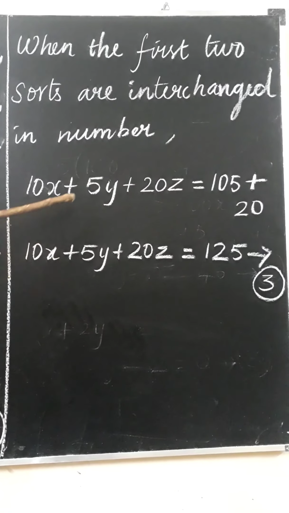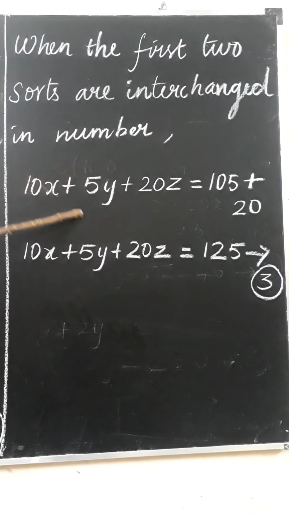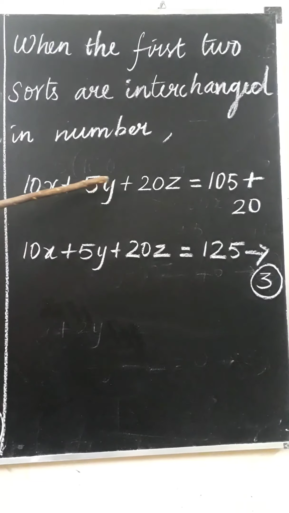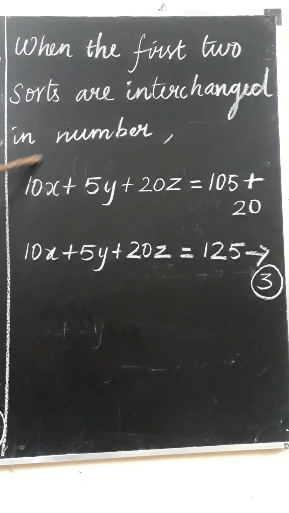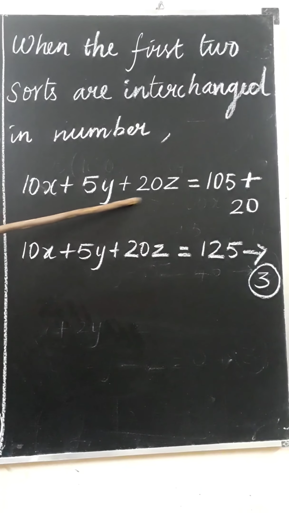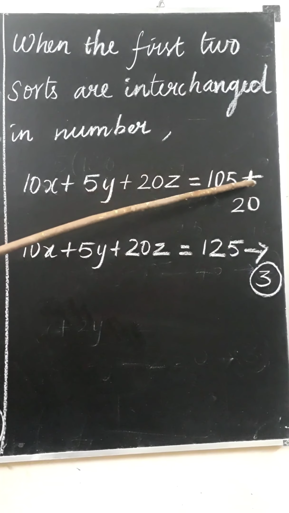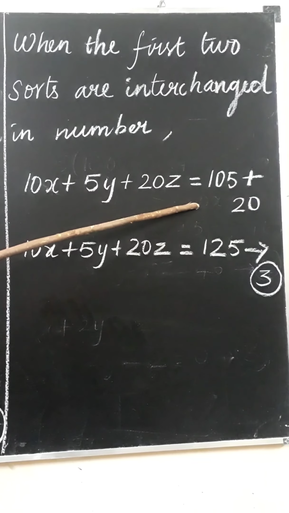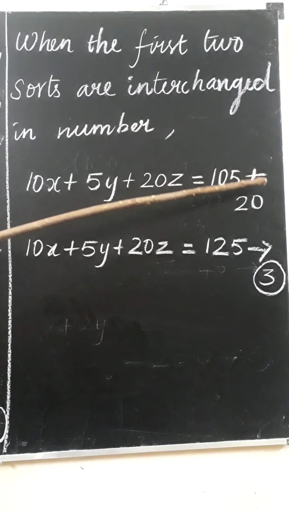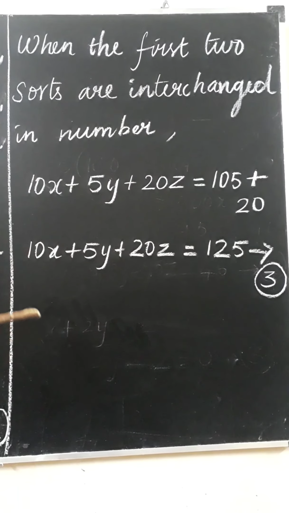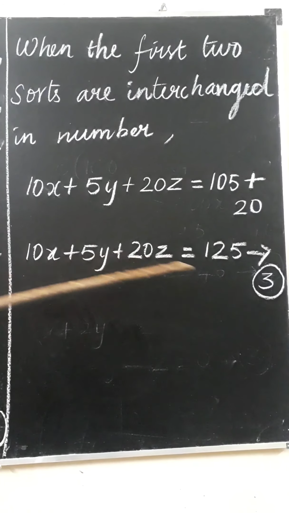So the first two charts are interchanged. That is, y 5 rupee notes and x 10 rupee notes. At first we had x 5 rupee notes and y 10 rupee notes. Now they are interchanged, and when we add them, the value increased by 20. Old value is 105, and with that we have to add 20. Don't simply write 20, it will be wrong. So to the whole value you have to add 20. Then the third equation is 10x plus 5y plus 20z is equal to 125.